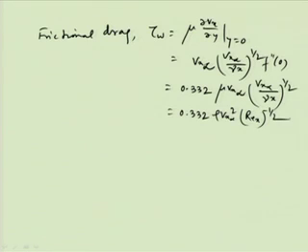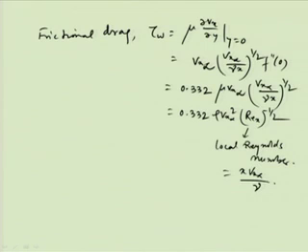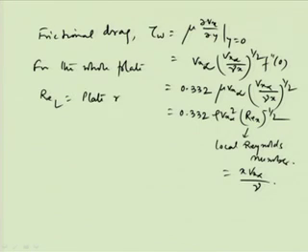Okay. So, Re x is nothing but the local Reynolds number, and that is x V x infinity by nu. Okay. Now, for the whole plate, the average Re L is the plate Reynolds number, and this is equal to L V x infinity by nu.